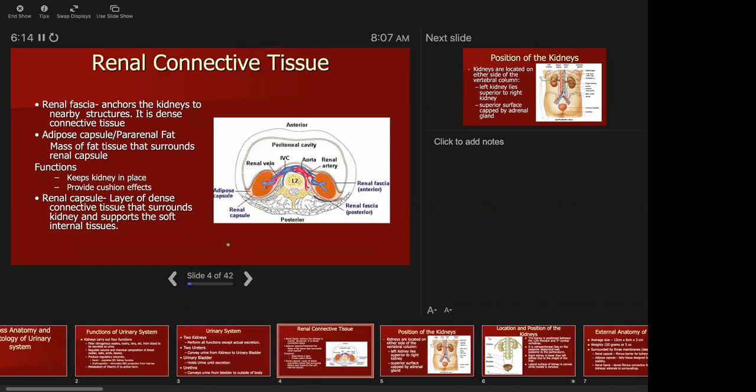Now, if you take a transverse section of the human body at the level of the kidney, at the level of the L2 vertebra, lumbar vertebra number 2, this is what we see. We see that the 2 kidneys are on both sides of the vertebral column, and anterior to that is the abdominal cavity and the anterior abdominal wall.